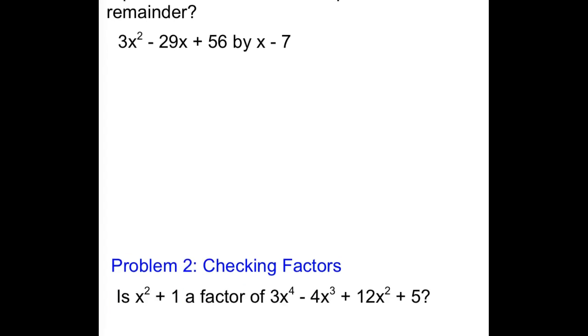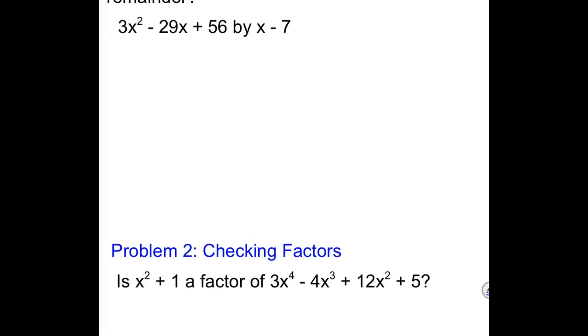All right, let's try one more. I'm going to set this one up, and then I'm going to pause the recording so you guys can try it. You are dividing by x minus 7, and you are dividing it into 3x squared minus 29x plus 56. Again, no missing terms, so I don't have to worry about any zeros right now. All right, go ahead and try this one. When you are finished, check in with the people at your table.